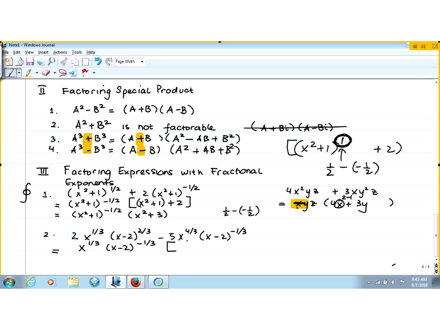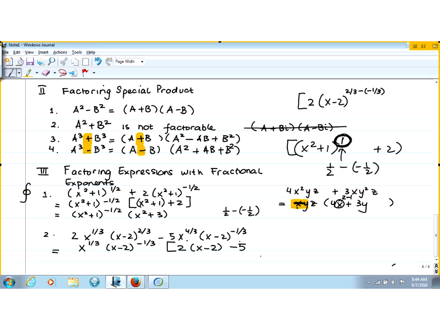Now let's see, what am I left with? From the first term, I am left with 2. How about the x? Well, I factor out x to the 1/3. How about x minus 2? What is the power that I should put here? 1. How do I get 1? 2/3 minus negative 1/3. So this is to the first power. If you want to write down the scratch here, 2 times x minus 2. How do I get 1 here? This is 2/3 minus negative 1/3. That's from your first term.